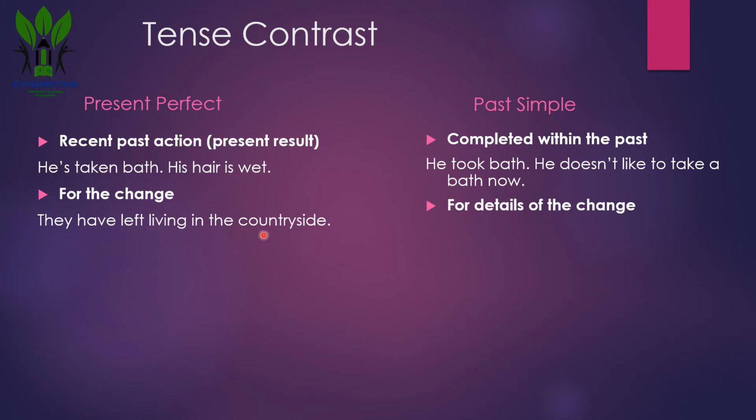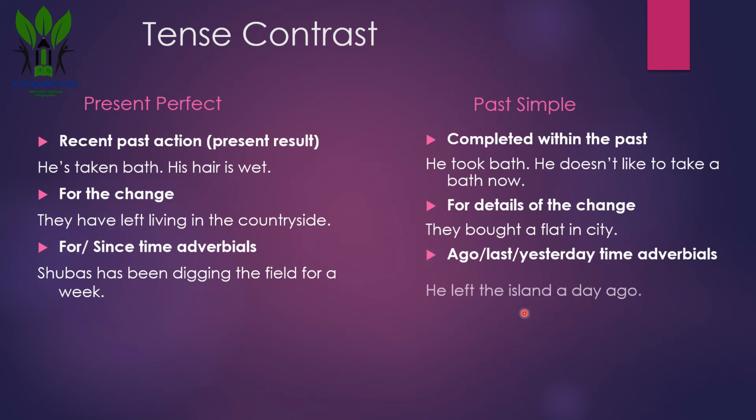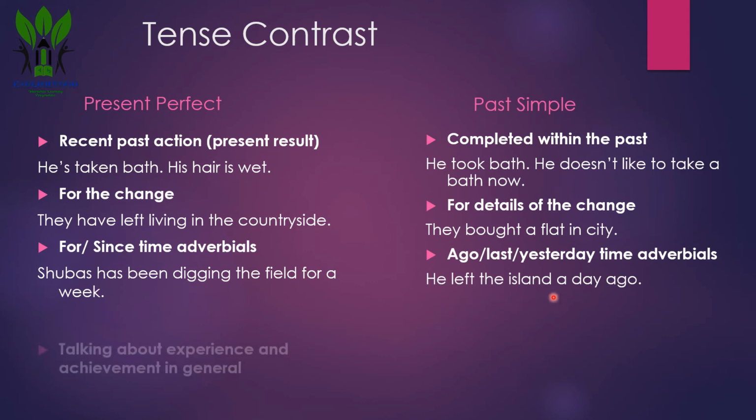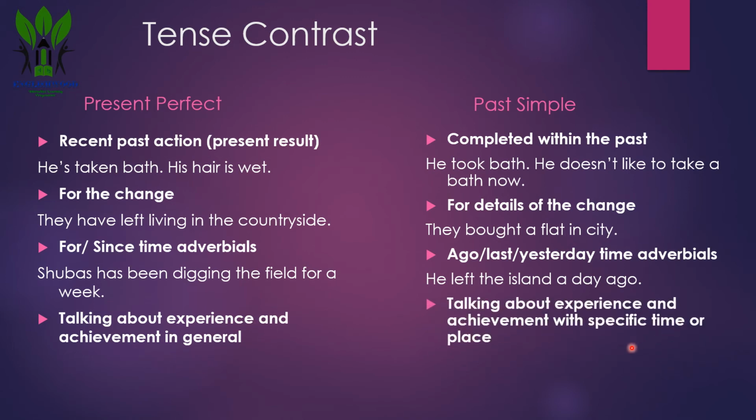They have left living in the countryside. They bought a flat in the city. So it's just an already completed action. For and since plus time adverbs are used. Ago, last, yesterday: time adverbs are used. Subhas has been digging the field for a week. So I already told you, period of time. Time adverbials are very important to recognize the tense. He left the island a day ago. So, talking about experience and achievement in general is different from talking about experience and achievement with a specific time or place. When there is a specific time or place, then we use simple past tense.